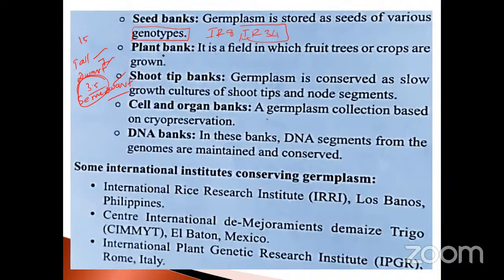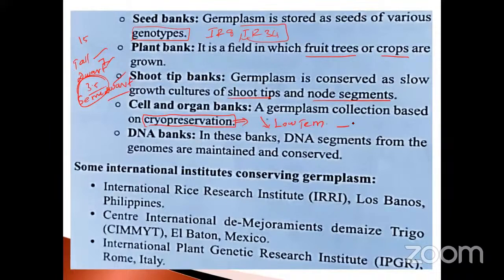Plant bank. What is the meaning of plant bank? It is a field in which fruit trees or crops are grown. Shoot tip banks: germplasm is maintained as slow growth cultures of shoot tips and node segments. This is another part. Cell and organ banks: a germplasm collection based on cryopreservation. What is the meaning of cryopreservation? Cryopreservation is nothing but the storage of germs under low temperature.